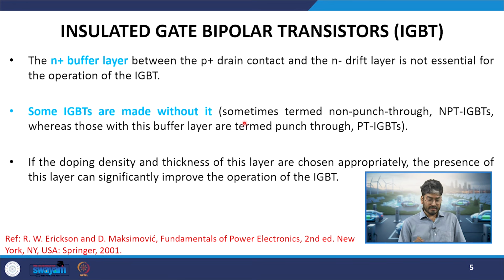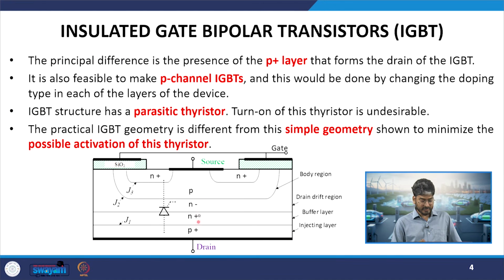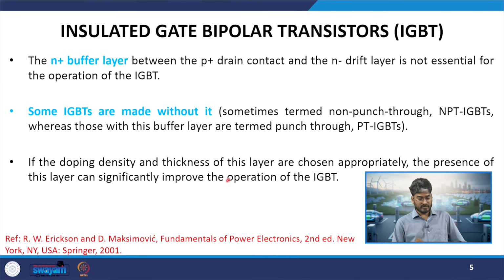The other solution is where we remove this N plus layer and we will only have P plus followed by the N minus layer. Okay, so that solution is called a non-punch through IGBT.